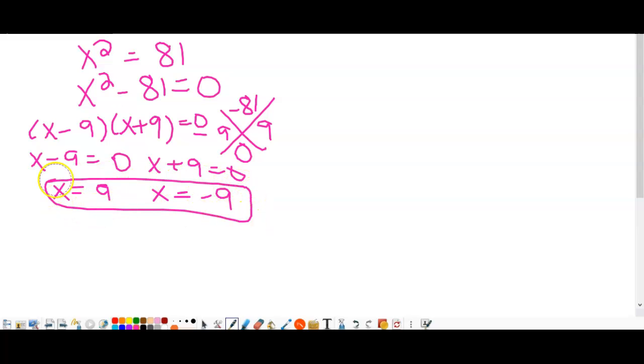And we got x equals 9 and x equals negative 9. The new way says don't change it from being equal to 0. You have x squared equals 81. Take the square root of both sides. So the square root is that little symbol. The square root cancels the square, which makes this x.